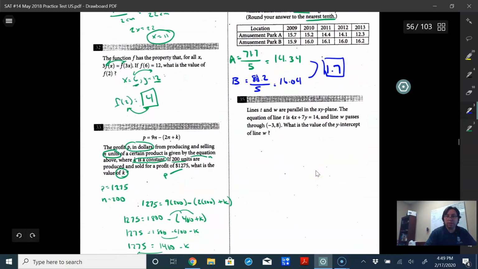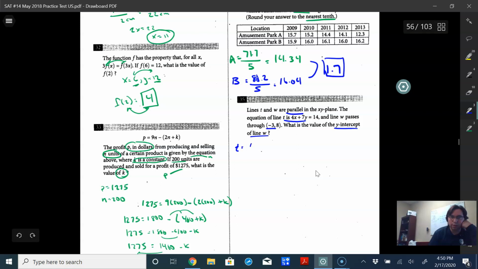All right, so let's look at number 35 here. Number 35 is, we see, T and W are parallel lines in the XY plane. The equation of line T is 4x plus 7y equals 14, and line W passes through negative 3, 8. What is the value of the y-intercept of line W? So these are parallel, and if these are parallel, that means the slope is the same for the two. So let's find the slope of line T.